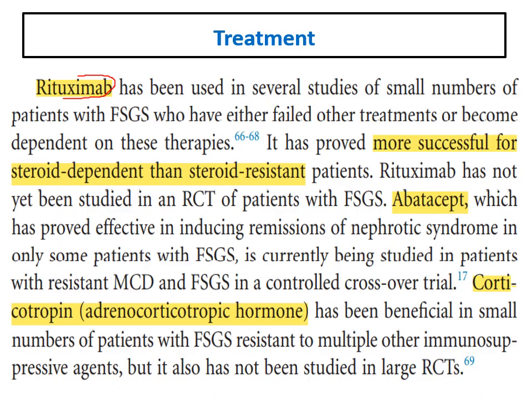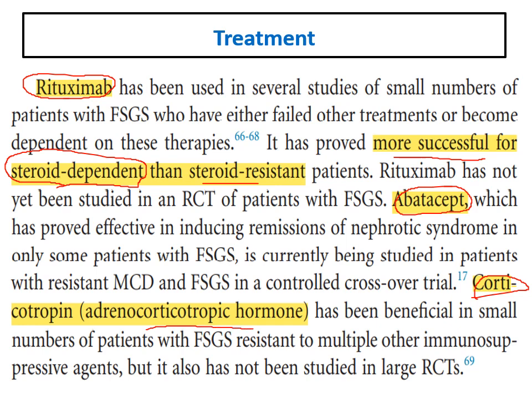Rituximab has been used in some studies for treatment of FSGS patients who became dependent or failed to respond, and is more successful in steroid-dependent rather than steroid-resistant cases. Abatacept has also shown some promising results. Also, good data with the use of adrenocorticotropic hormone have been beneficial in a small number of cases. So we have positive data about rituximab, abatacept, and adrenocorticotropic hormone.